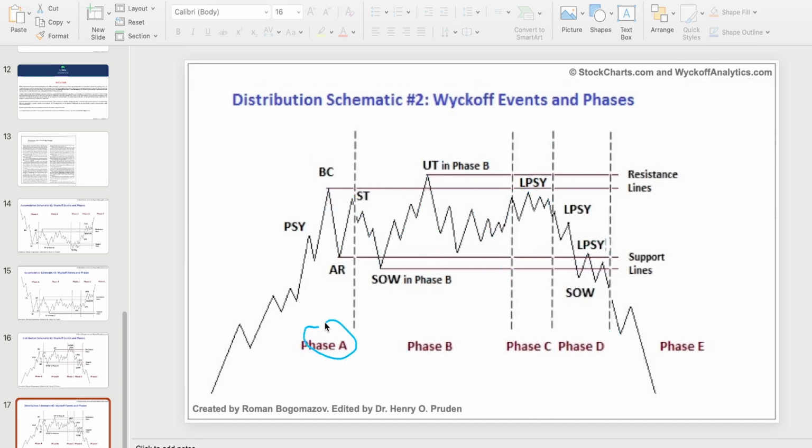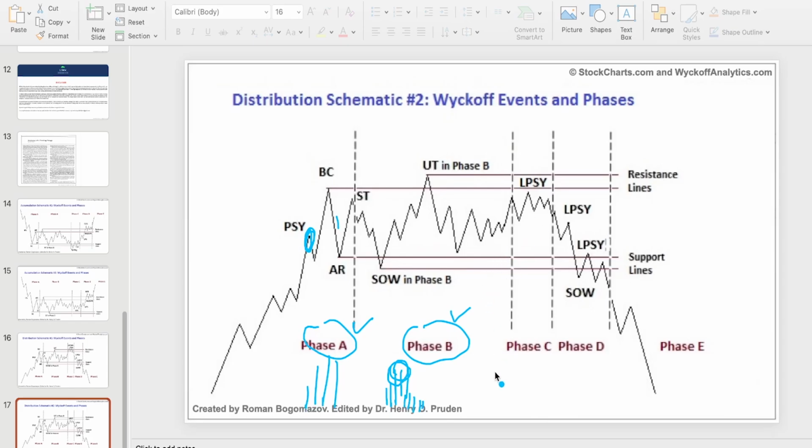You want to make sure that your phase A is confirmed, and your phase B is confirmed. What would confirm phase A for you in the case of distribution? Increase in volume, buying climax, automatic rally, secondary test, your preliminary supply. That's going to confirm your phase A. Your phase B is going to be on low volume and inactivity, and in declines to the downside you're going to expect an increase in volume, which is going to define your sign of weakness.